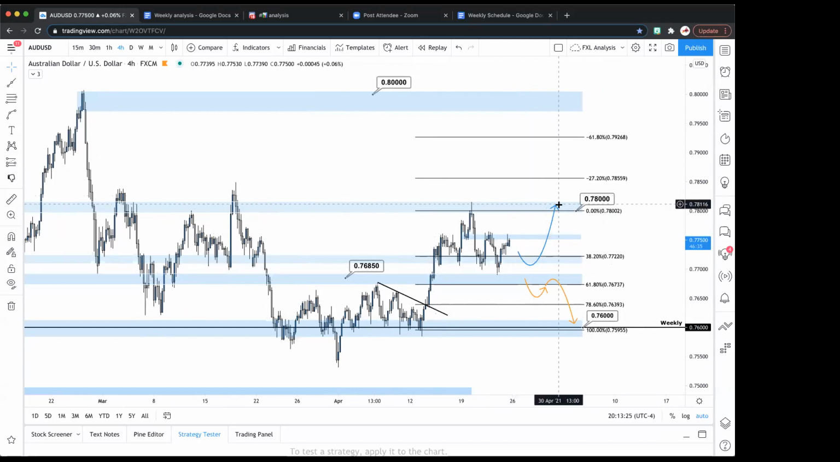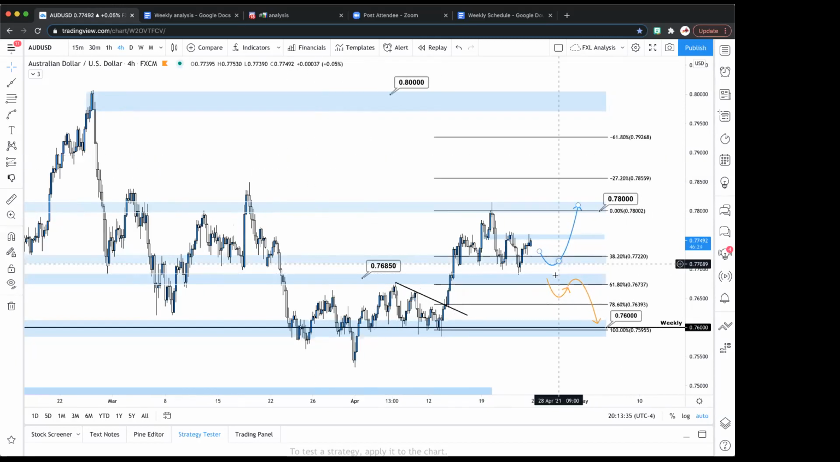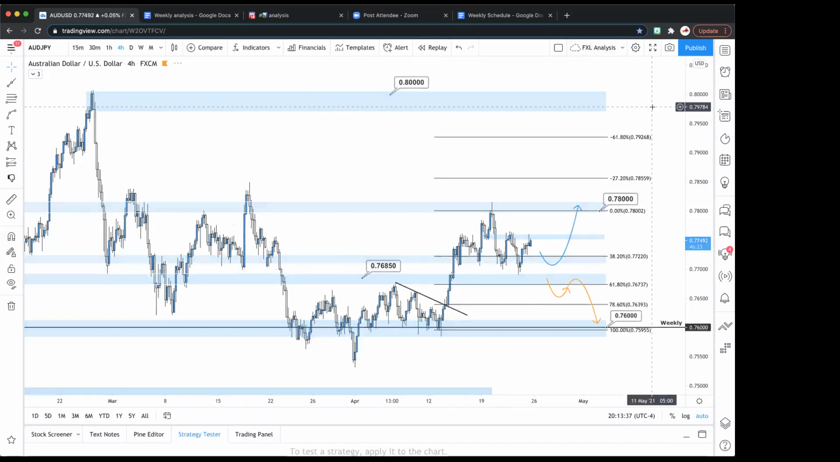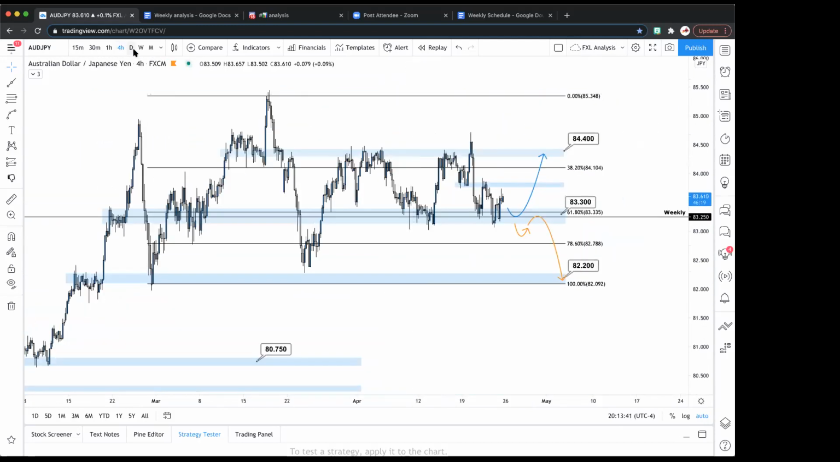Definitely favoring a bullish trade here. And pretty much as long as we're above these levels of support, we're pretty much bullish. All right, so looking pretty good on AU. Let's move on to AJ. It's going to have a little bit more volume as AJ normally does. Let's go to the daily first.